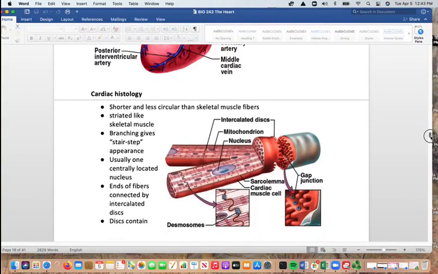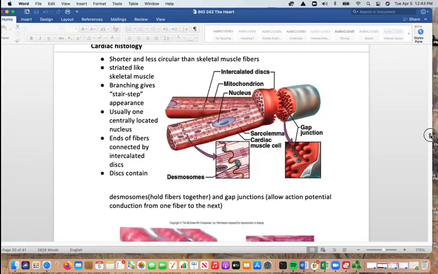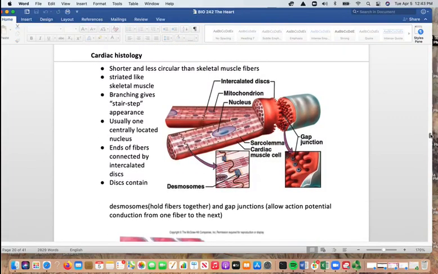So when we look at the histology of cardiac muscle, the fibers are shorter and less circular than they are in skeletal muscle. Both are going to be striated, but the branching gives a stair-step appearance in cardiac muscle. They usually only have one centrally located nucleus. And then on the ends of the fibers, you've got the intercalated discs. Those will have desmosomes that hold them together as well as the gap junctions. This is what allows the action potential conduction to spread from one cell to the next, which is important for the heart to be an effective pump.